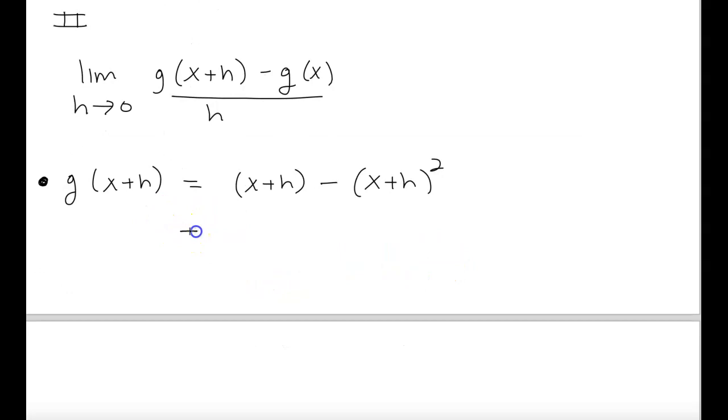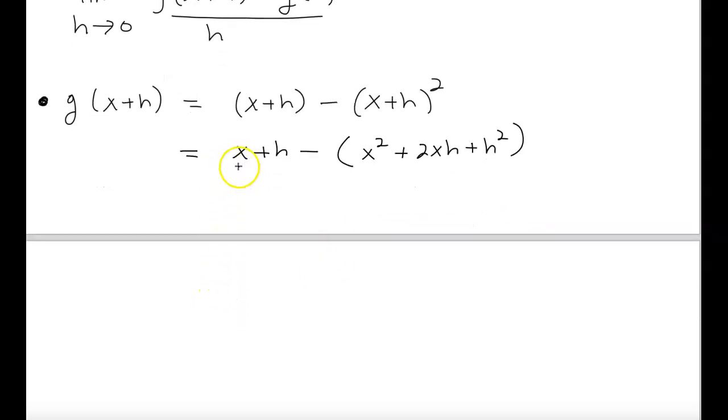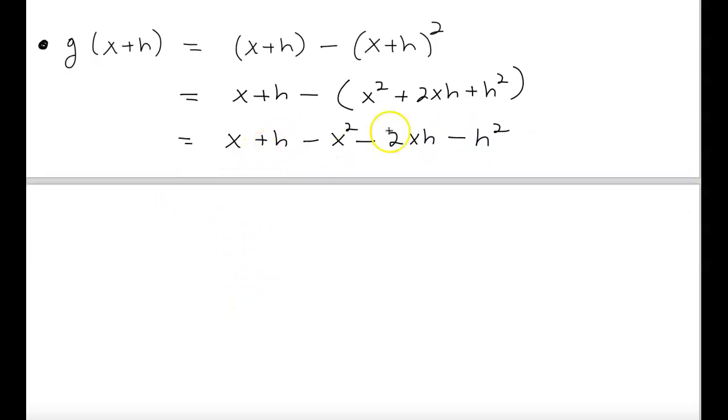So I can go ahead and simplify that too. So that's going to be x plus h minus, remember it's a quantity, so we'll have to distribute that negative sign. It's going to be x squared plus 2xh plus h squared, okay? And then we'll combine the like terms and we'll distribute this negative. So it's going to be minus x squared minus 2xh minus h squared, like that. And let's see, is there anything I can combine here? Not really. I guess I'll just keep it like that for now.